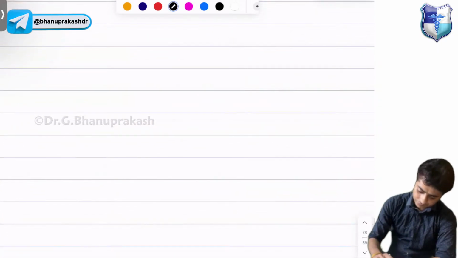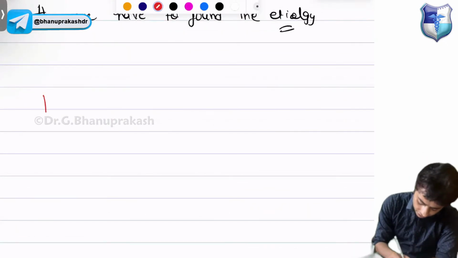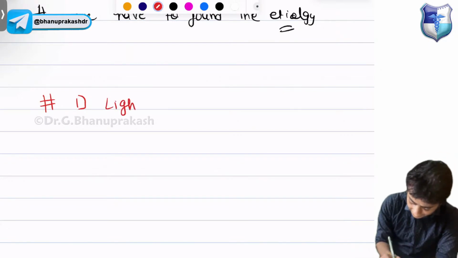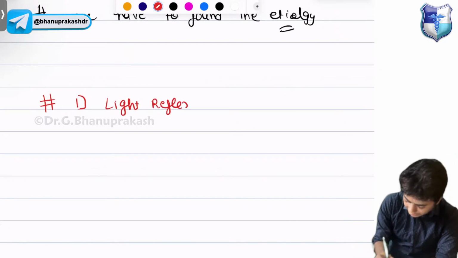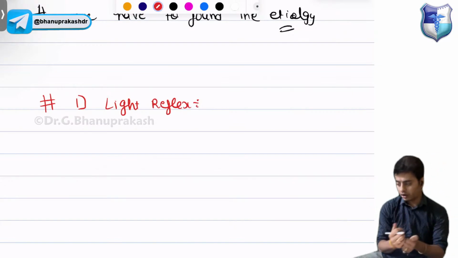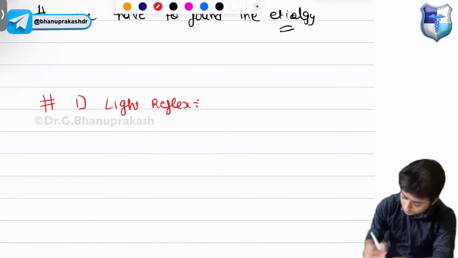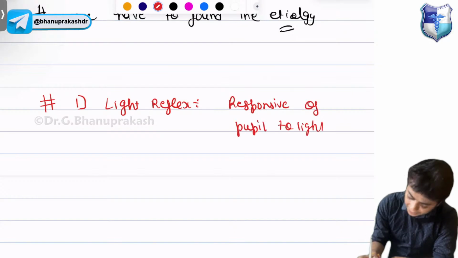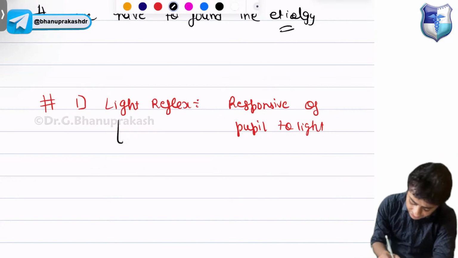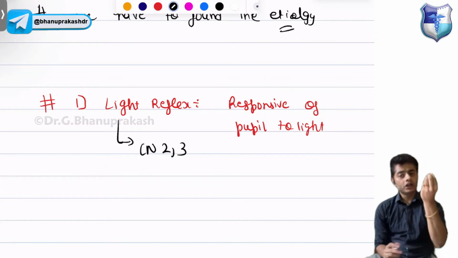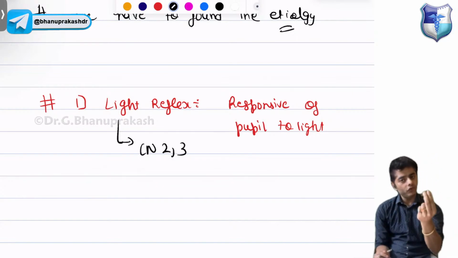So first thing we will do is a light reflex, to check if the pupil is responsive to light or not. Response of pupil to light, and your light reflex is mediated by which cranial nerves? Cranial nerves 2 and 3, because your third nerve originates from midbrain.